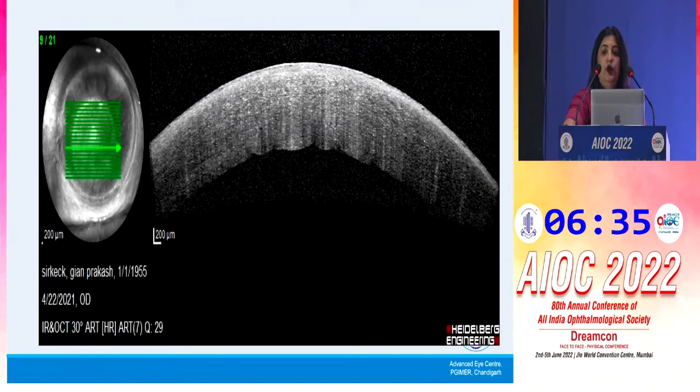An ASOCT done on a spectral domain machine shows you corneal edema. There is no Descemet membrane detachment, and this is what one of our fellows came back and said, ma'am, there is no Descemet membrane detachment, right?